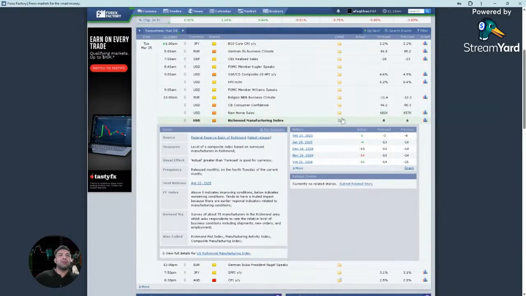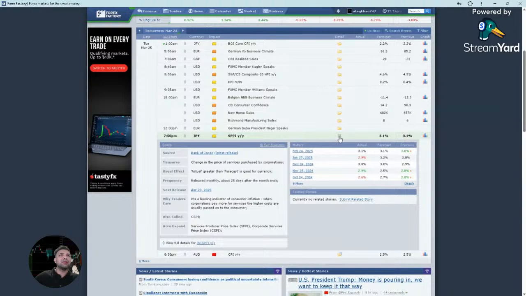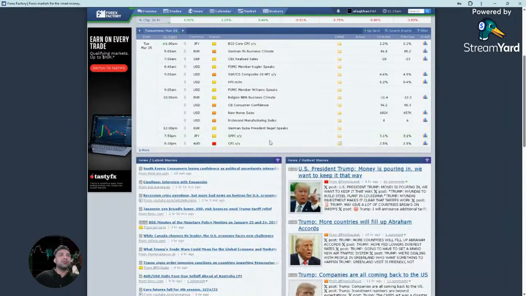And then we have Japanese data, that is SPPI, the change in the prices of services purchased by corporations. So it is a leading indicator for consumer inflation. When corporations pay more for services, higher costs are usually passed on to consumers. So it's for the services that are being purchased by corporations.